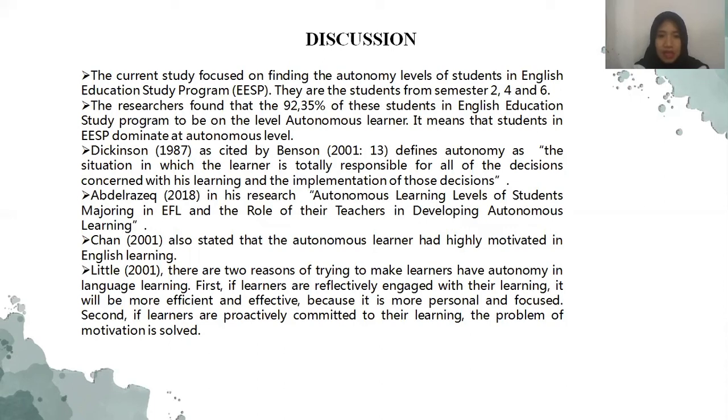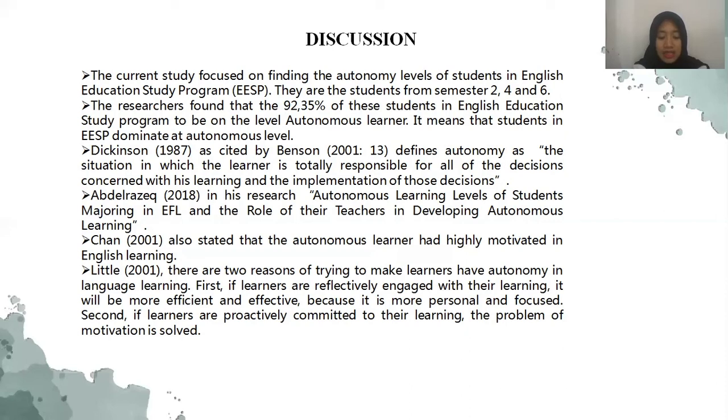The researchers found that 92.35% of the students in the English education study program are at the autonomous learner level. It means that students in ESP dominate at autonomous level.